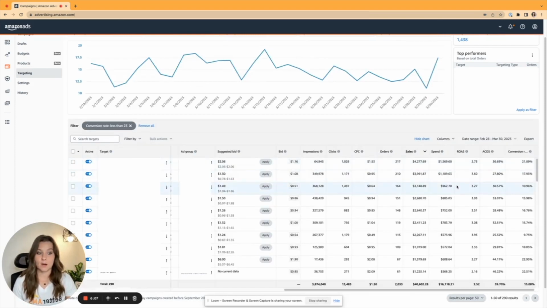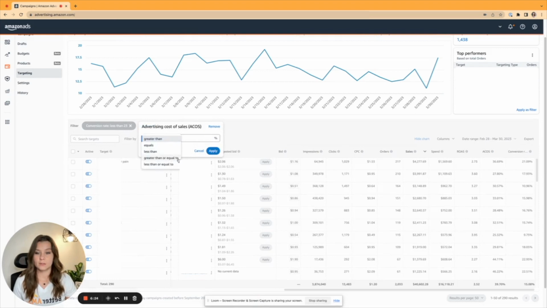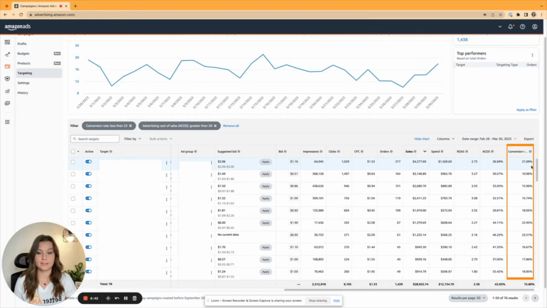Now, some of these are going to be profitable, right? Because they have a lower than 30% ACoS. So for efficiency's sake, I want to see anything above 30% ACoS. So actually, just so we can be really optimized here, I'm going to do anything above 29%. So now I'm going to see all conversion rates that are less than the category average and any ACoS above 29%. And I'm going to go through and do the same thing, but opposite, right?